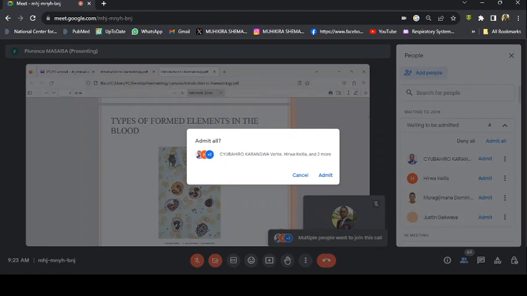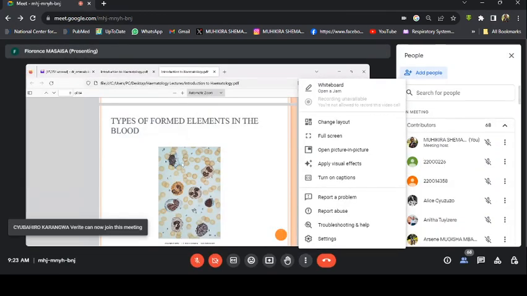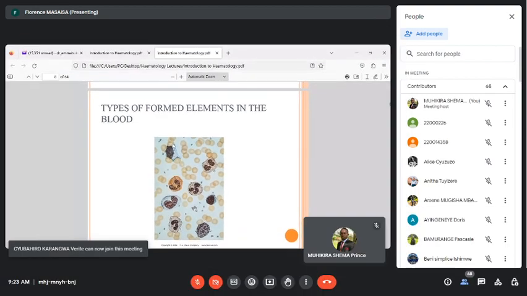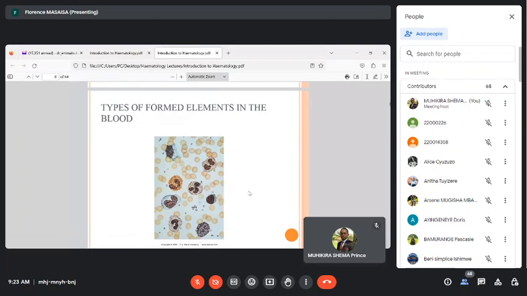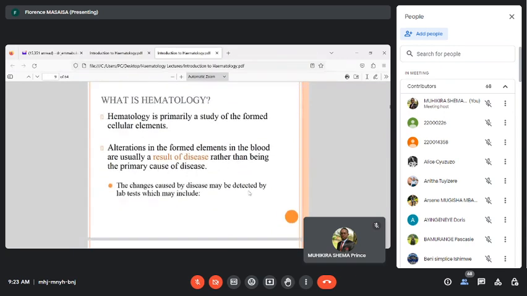This is a reactive lymphocyte with somehow atypical cytoplasm. So in the middle, we can see some granules in between the red cells. Those are platelets. So by hematology, what are we going to know?